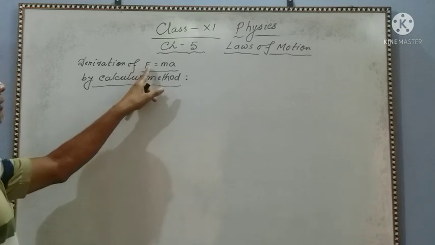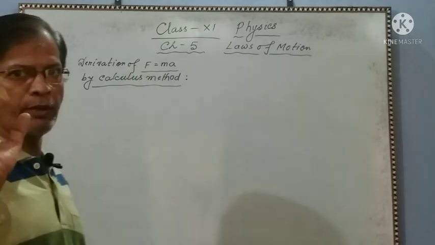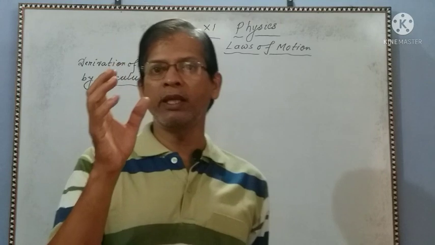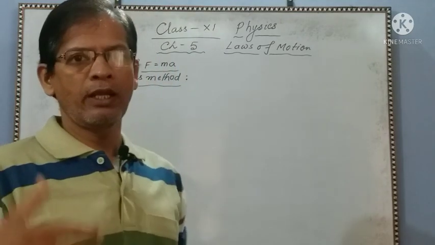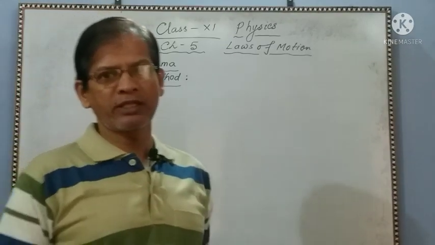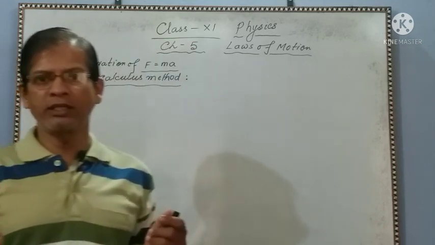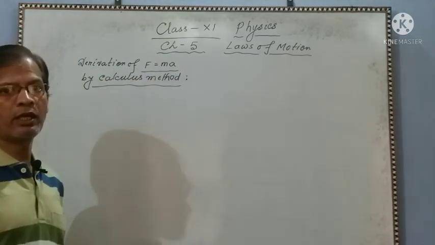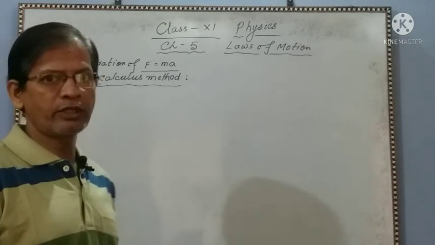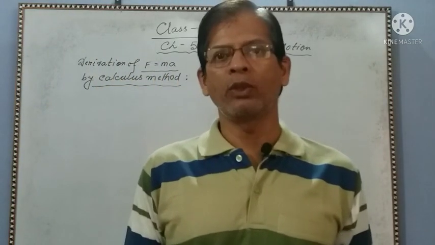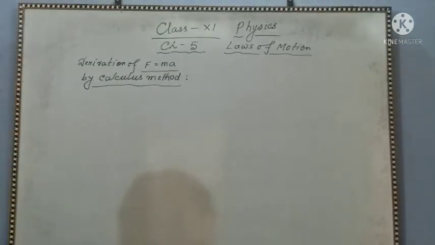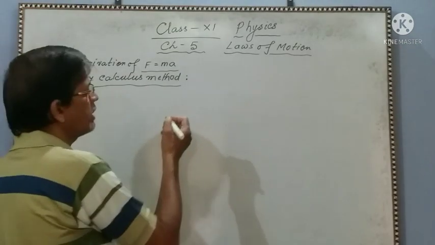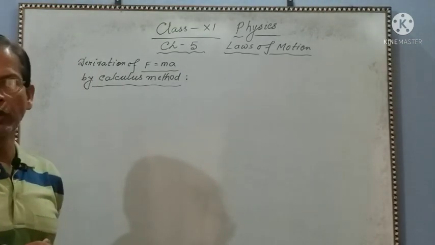We can prove F equal to ma. It will be proved by the calculus method. In the last explanation, I have done this in a general method. Today I am discussing how F equal to ma comes by using calculus. So, first we have taken a body of mass m.